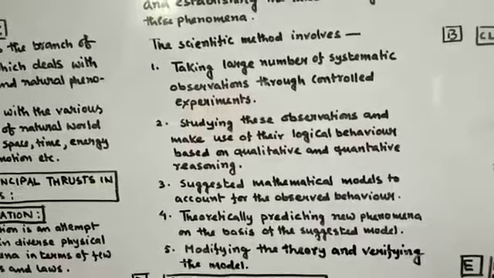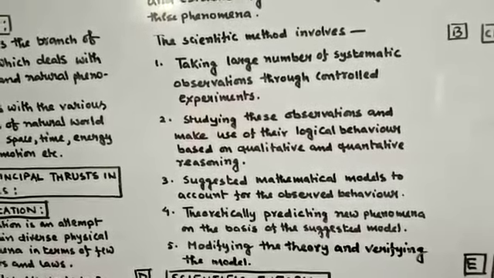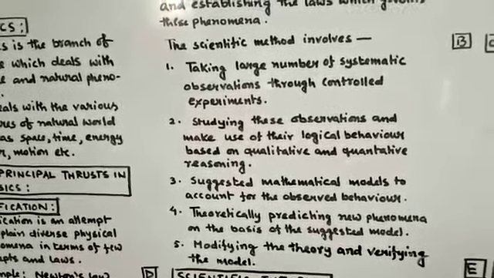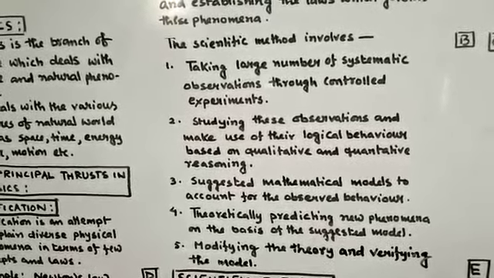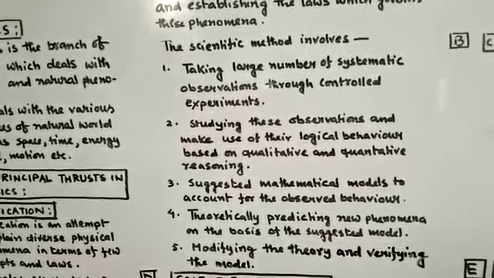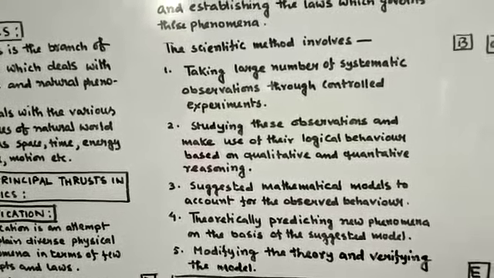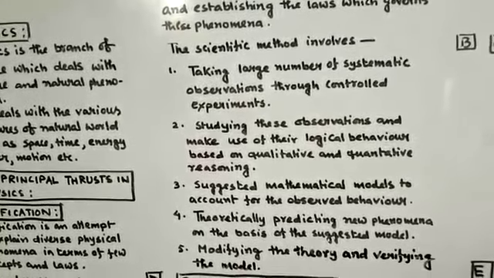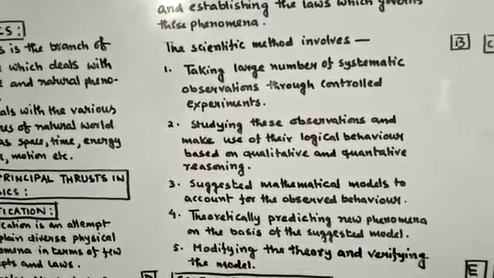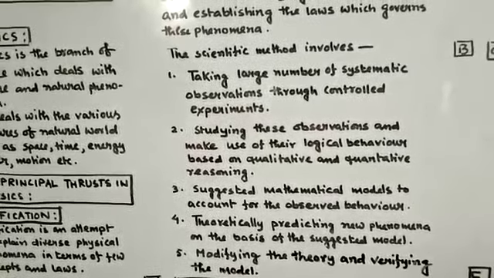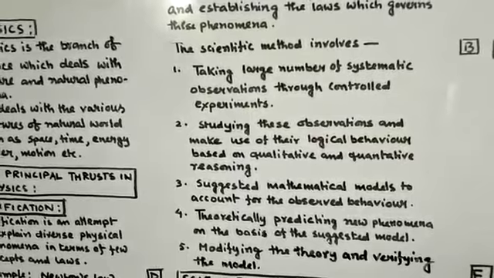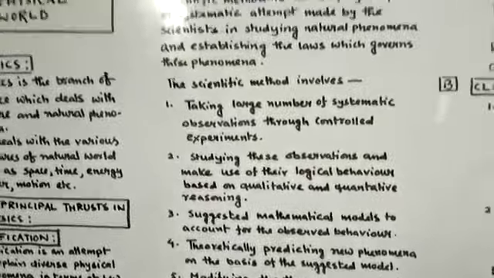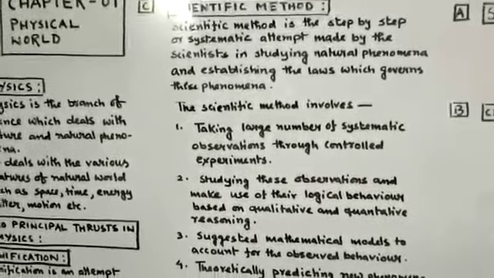Now next one is your theoretical predicting new phenomenon on the basis of suggested model. If the mathematical model or the working formula is right, then definitely it explains the other phenomenon. Now if it can't explain the other phenomenon, then definitely there is some scope for correction, and for correction either we can modify the theory or we can modify the formula. So this is all about your scientific method.